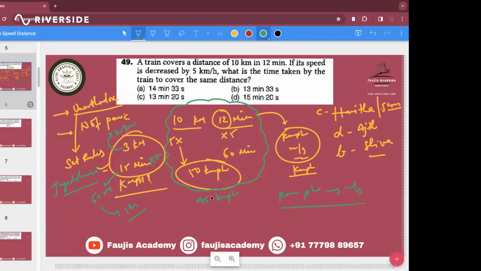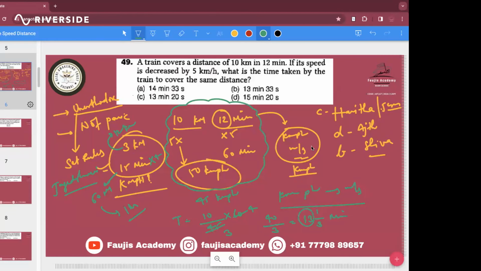Okay. So what is the time taken by the train to cover the same distance? Right? Distance. Right now, this many hours into 60, this many minutes. Right now, 45, 3, 4. That means 40 by 3. That means how much? 13 and 1 by 3 minutes. So 13 minutes is confirmed.